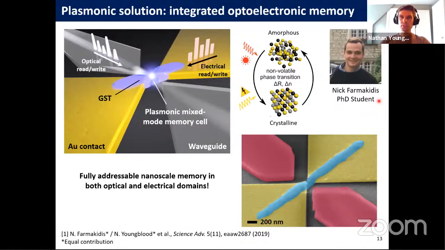But if we combine plasmonics, photonics, and GST, we can create a nanoscale memory cell that is fully addressable in both the optical and electrical domains. So this device, we've demonstrated, uses silicon nitride waveguides to couple to the plasmonic waveguide formed by two gold electrodes with GST bridging the gap in the center. This hybrid approach both reduces the propagation loss of plasmonics and enhances light interaction in the GST. Additionally, since we've reduced the switching volume of this material, both electrical and optical energy can flow through the same portion of material, which allows us to both read and write information in both domains.